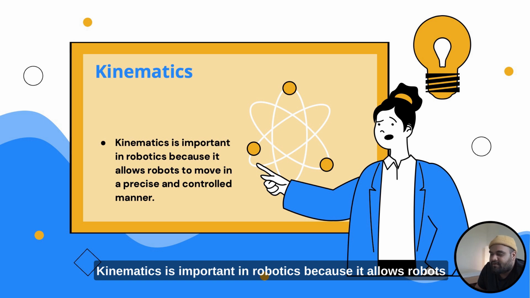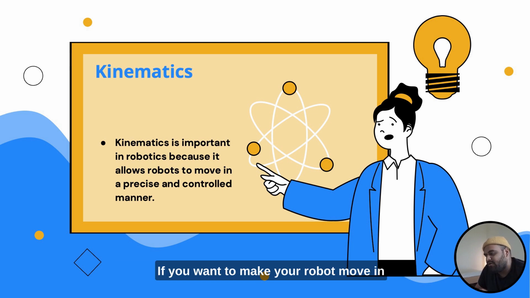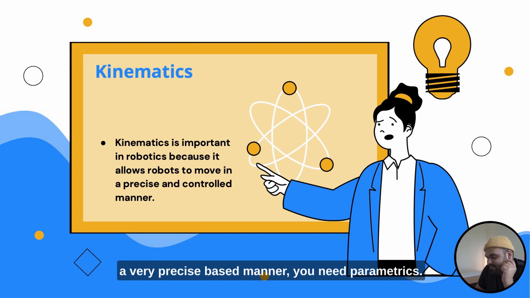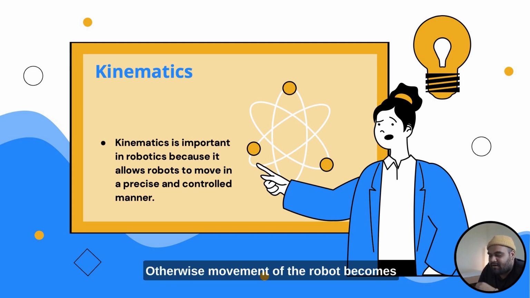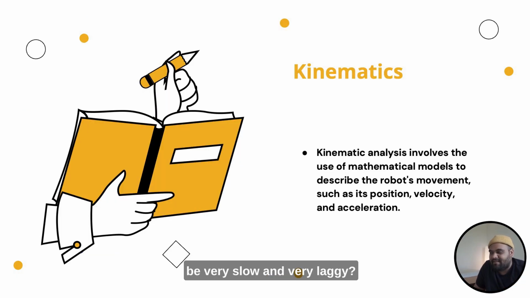Kinematics is important in robotics because it allows robots to move in a precise and controlled manner. Okay, if you want to make your robot move in a very precise manner, you need kinematics. Otherwise, the movement of the robot becomes very jittery, very slow, very laggy, and you don't want that, right? I mean, who wants a robot to be very slow and very laggy?